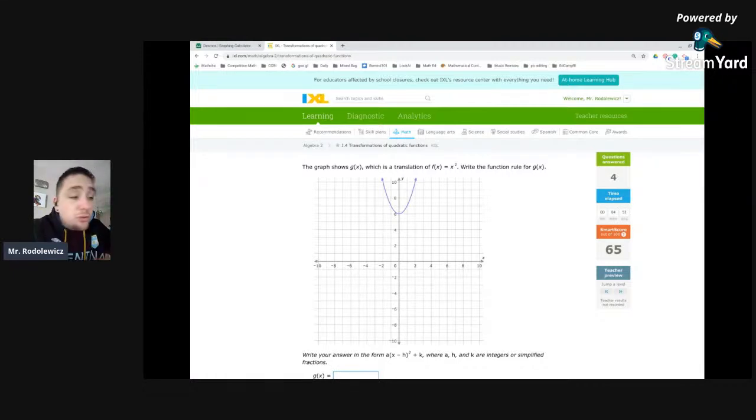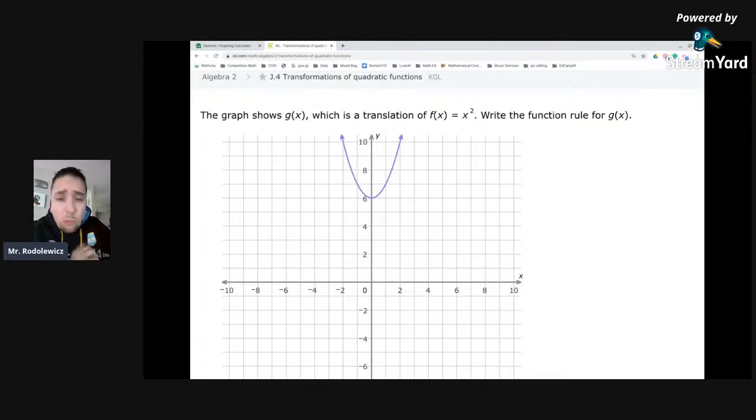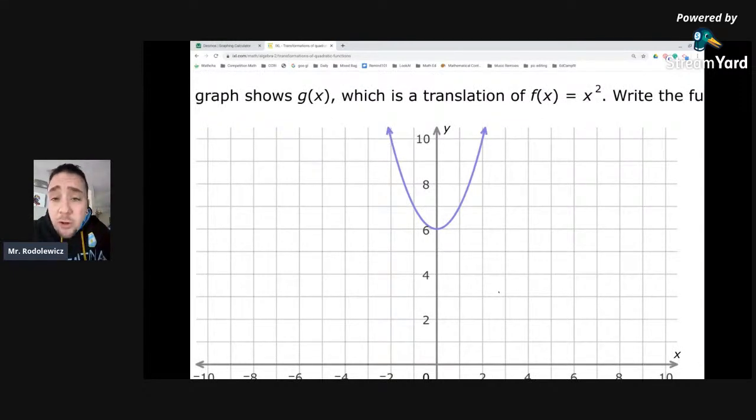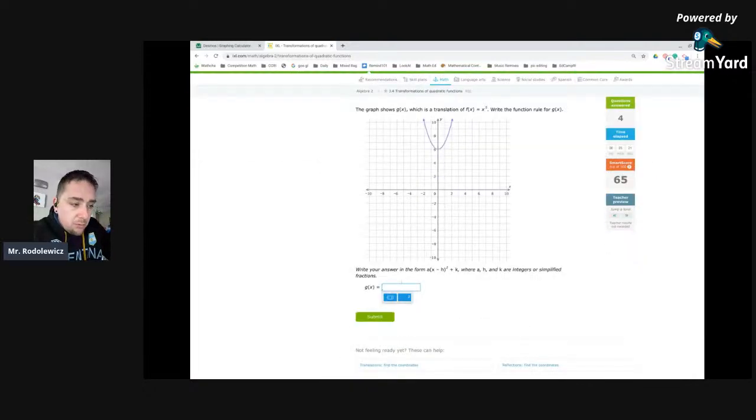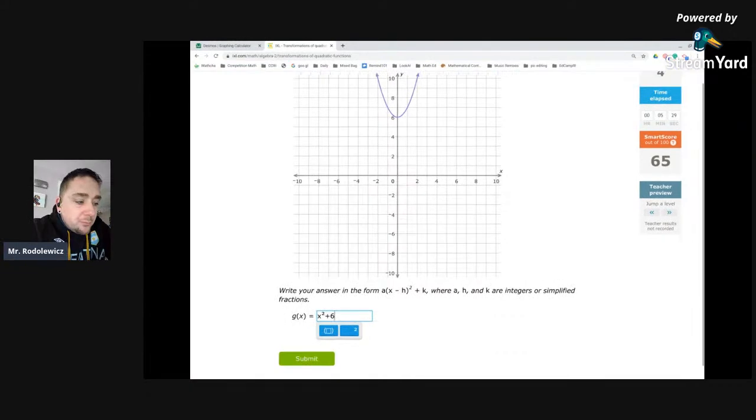Now this asks you to write the function rule for g of x. Okay. So what do you notice here? Well, I noticed that the vertex is no longer at 0, 0. Where is it? It's at 0, 6. So describe in words how to move from 0, 0 to 0, 6 in the simplest way. You go up 6. Oh, that's all. So I would just write this as x squared plus 6. End of story. Keep it simple.